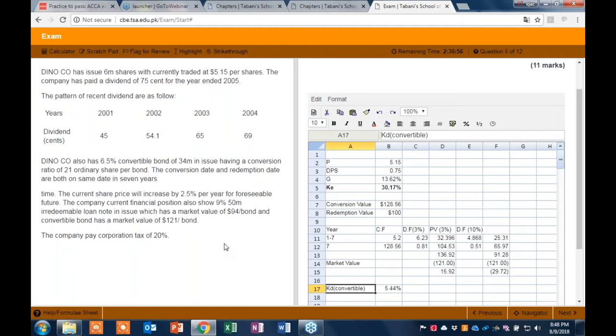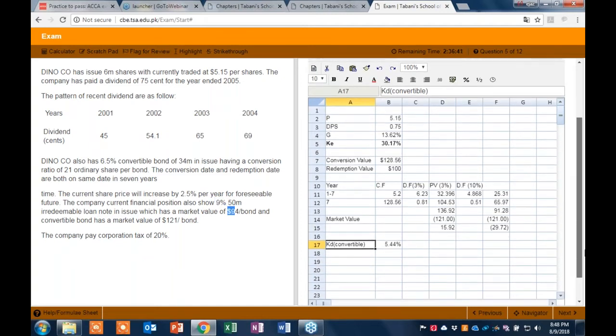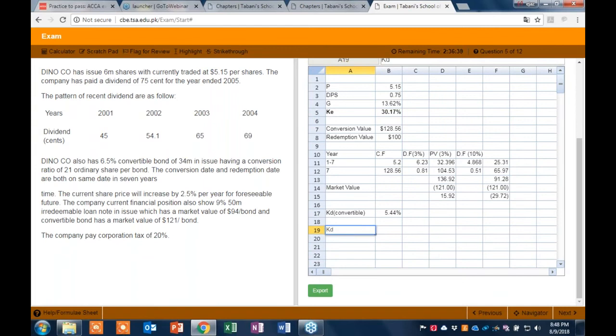Now do we have any other debt in our capital structure? Yes, we have. We have 9%, 50 million irredeemable loan notes in issue, which have a market value of 94. So these are irredeemable. For irredeemable, it's very simple to calculate the cost of debt. All we have to do is calculate the interest per bond, which is 9%, and we have to make it after tax.